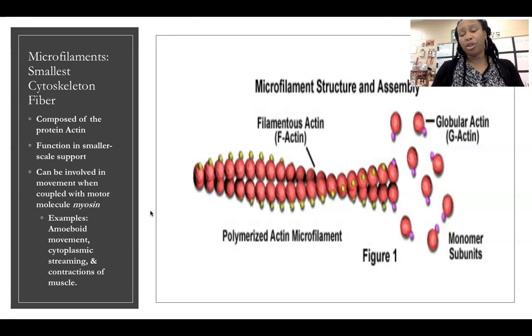These, again, are your smallest. They are going to act on a more small scale in support and movement. They basically are going to be made up of actin filaments, and you see these working in muscle movement when the actin and myosin filaments slide over each other to contract and expand your muscles. They're also a part of the motor proteins. Yeah, that's it. All right.